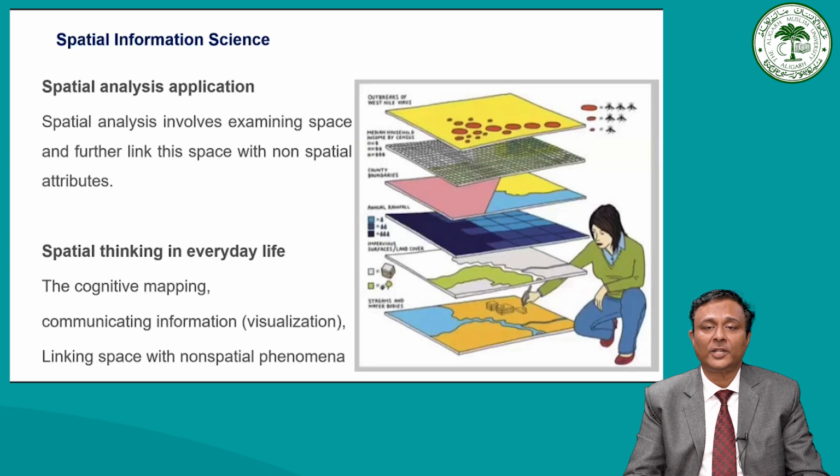Then what is an example of spatial thinking in everyday life? Now this is a very interesting query which may come to your mind when we talk about spatial information. The spatial thinking in everyday life example, I would say, is finding your way in the environment, the cognitive mapping, communicating information in graphs and diagrams, I mean to say the visualization aspect is coming here, and using space to think about non-spatial phenomena.